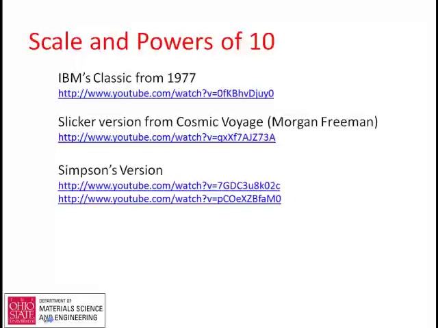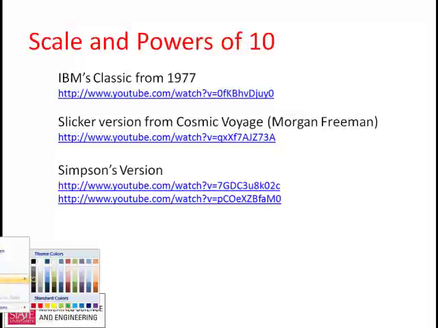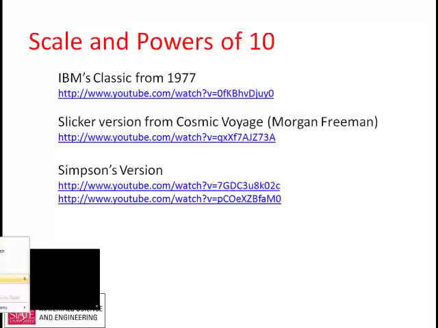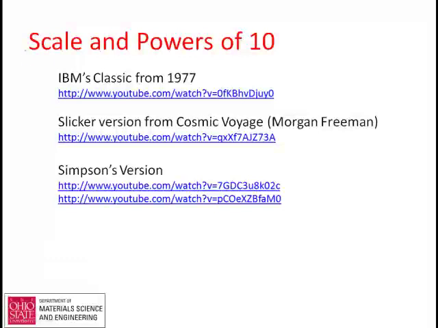The other thing, just to kind of get your head around this, there's some absolutely fantastic stuff that's been done over the years that kind of gets you around what length scales look like. And again, this is scale in powers of 10, which is basically logarithmic scales. There's a classic that was done by IBM in 1977 that's shown here.